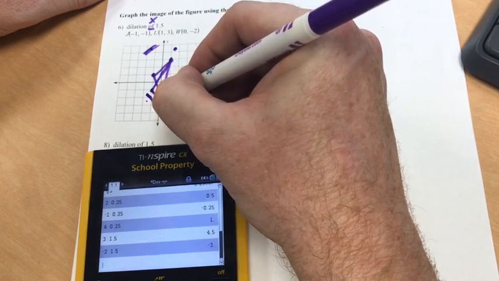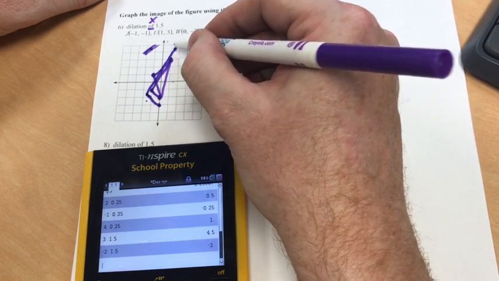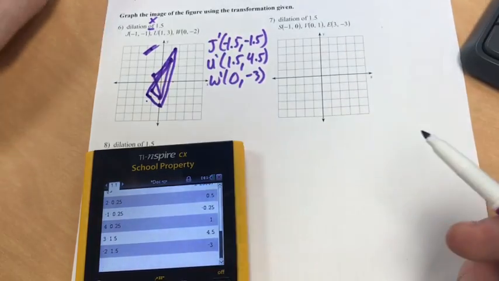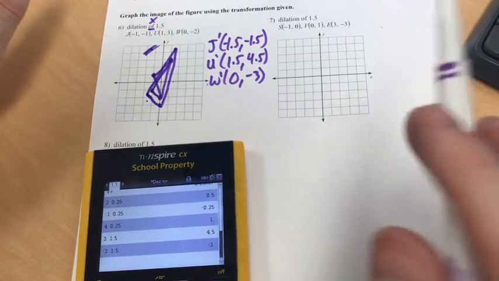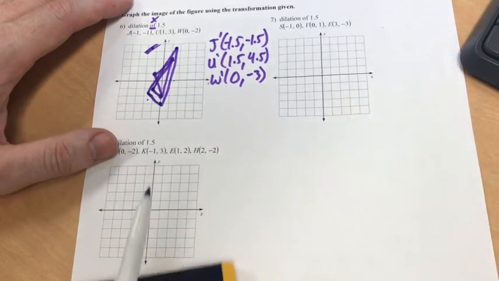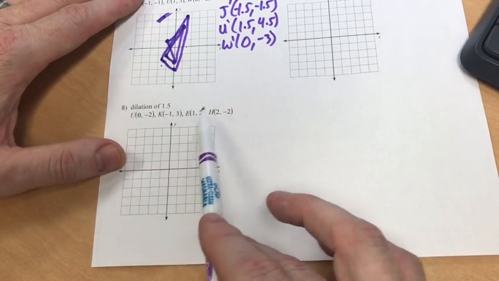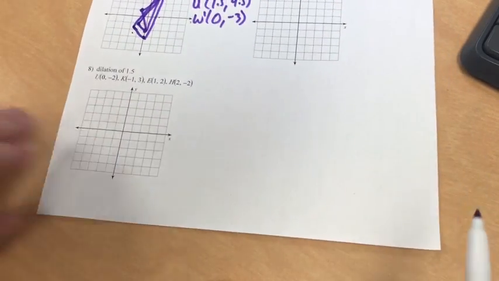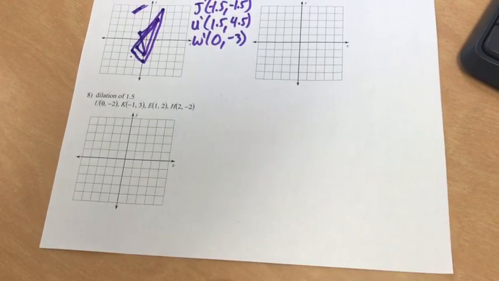So when we graph these here, it's just a bigger triangle. I know that's a little messy. I apologize. So of 1.5, multiply each of these times 1.5. Multiply each of these times 1.5, and then graph it. Okay? Make sure you work on these. Ask questions if you have them.